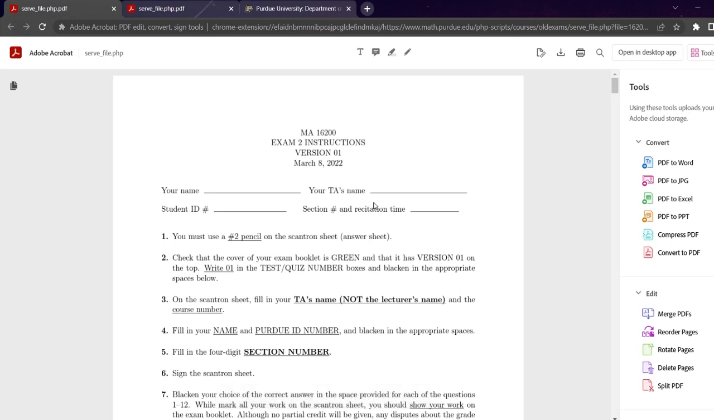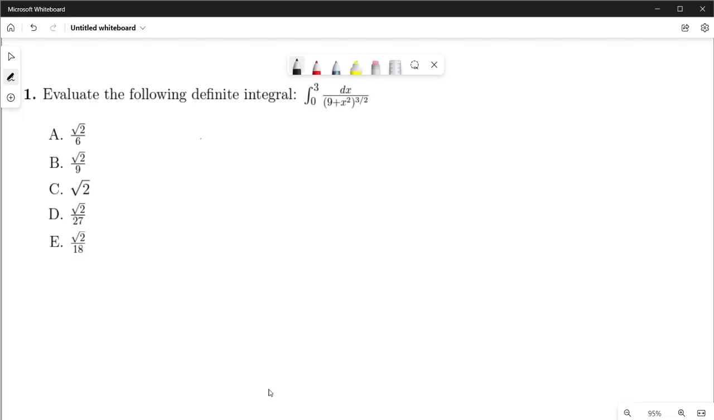Hello, in this video, I'm going to go over the MA162 Exam 2 for Spring 2022. For number 1, we have an integral with a real power in the bottom. So from just the power, it's the power of 3 over 2. What I'm thinking here is that I can split that power into a square root.